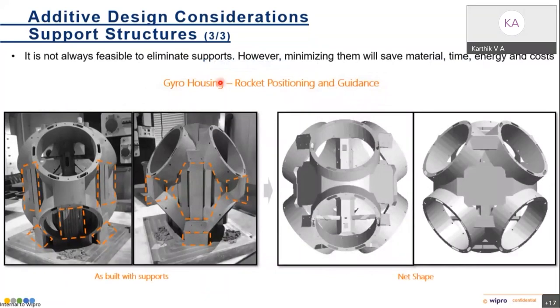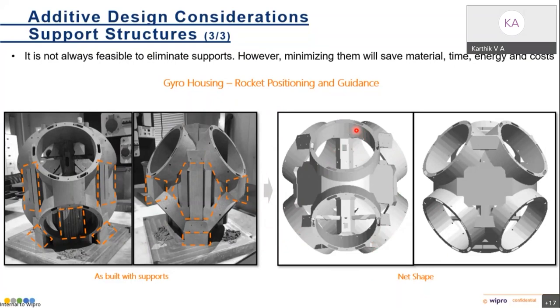So this was the gyro housing initially, which I was talking about. Initially these were 8 different circular units which were mounted or welded onto the central unit. So basically it was 9 different components, and it isn't always feasible for us to eliminate support structures. During some design stages, we have to give support structures, especially because we built this entire component as a monolith. So it's a single build, and the dimensions are about 280 by 280 by 300 in height. Meaning that it almost completely utilized our build platform.